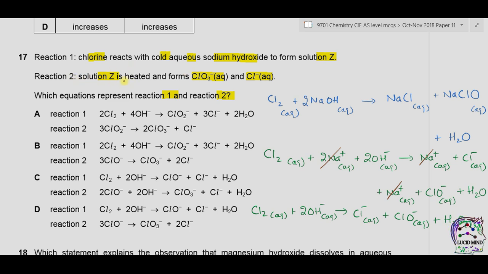Now second reaction is that solution Z is heated to form ClO3 negative and Cl minus. So we can write equation for that one. In solution Z we have ClO negative. It forms ClO3 negative and Cl negative. We can balance this equation. We have 3 atoms of oxygen on the product side, so we can write 3 with ClO. Now we can balance chlorine by writing 2 with Cl negative. As we can see that our first reaction and second reaction is similar to the one given in D, so therefore D is the correct answer.